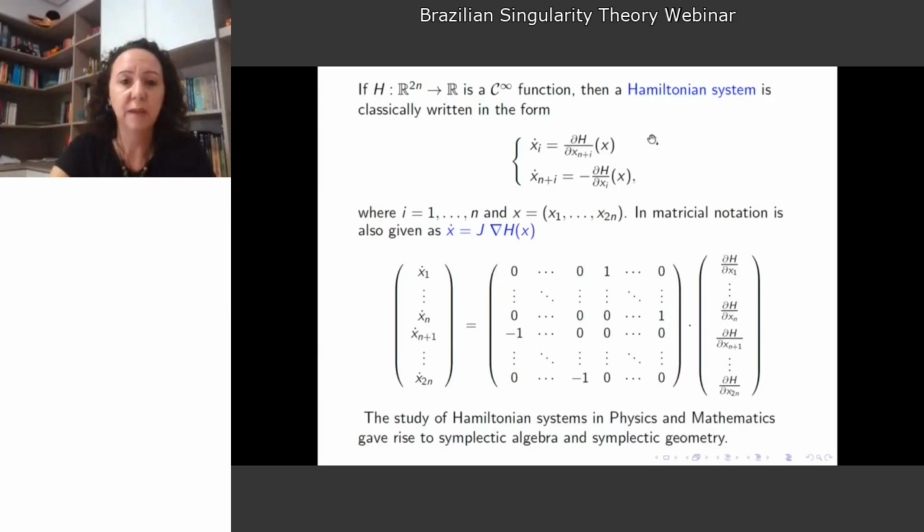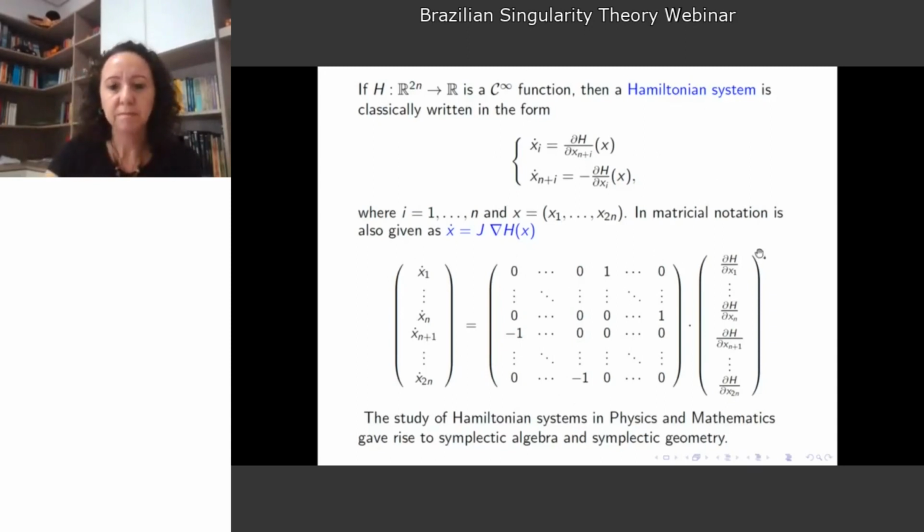A classical way to present a Hamiltonian system is to consider a function H from R^2n to R. The first n equations of the system are the partial derivatives of H with respect to the last n variables, x_{n+1} to x_{2n}, and the last n equations are minus the partial derivatives of H with respect to the first variables, x_1 to x_n. In simple matrix notation, we can rewrite this system as the product of a matrix that we denote by J and the gradient of the function H. This is the classical Hamiltonian system.